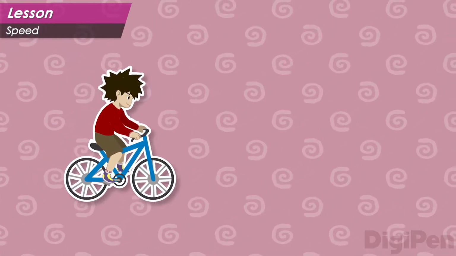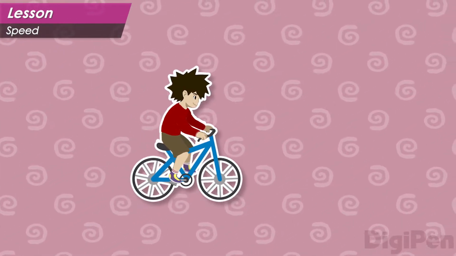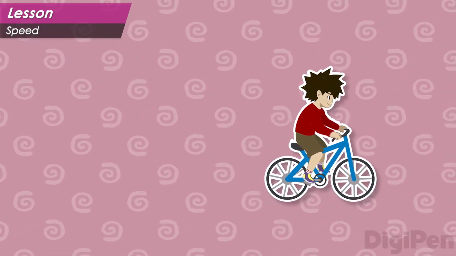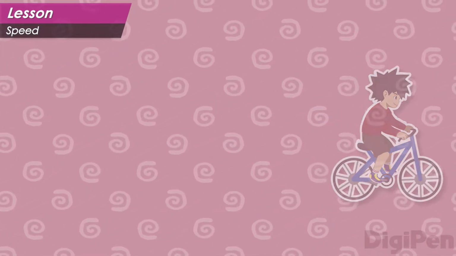In this video, we'll learn a new way to move sprites around. Imagine riding your bicycle at a speed of about 5 meters per second in a straight line. After 10 seconds, you'll have gone about 50 meters.